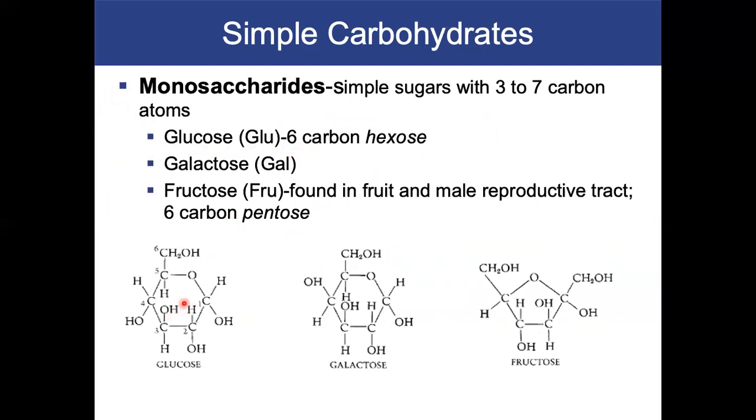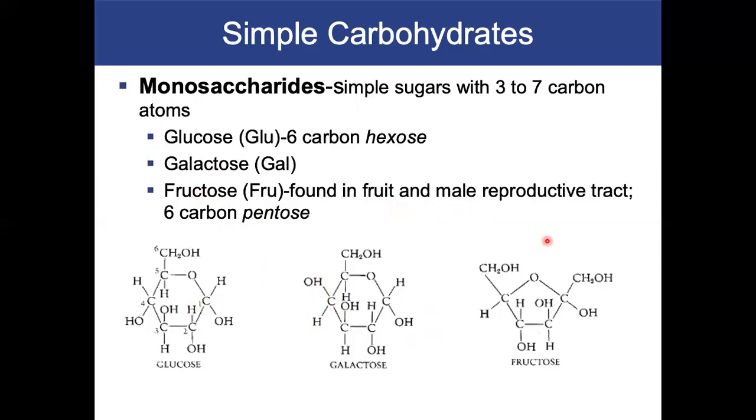This is what glucose looks like, right? And galactose is a 6-carbon hexose as well, and the structure is a little bit different. Where is it different? It's different at the 4th carbon. Okay, you don't have to know that for an exam, but if you've taken organic or biochemistry already, it's right there. Fructose is found in fruit, and it's found in the male reproductive tract for the sperm.